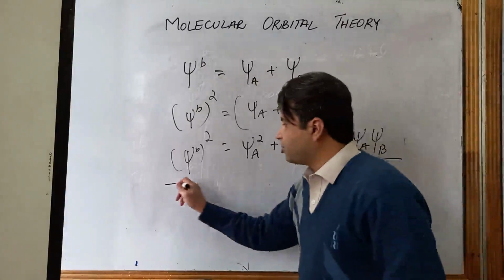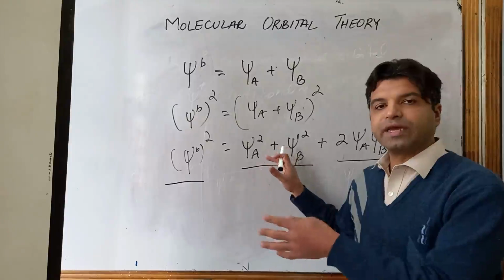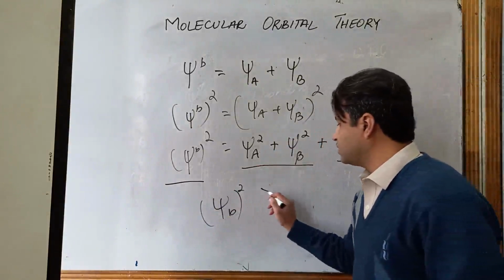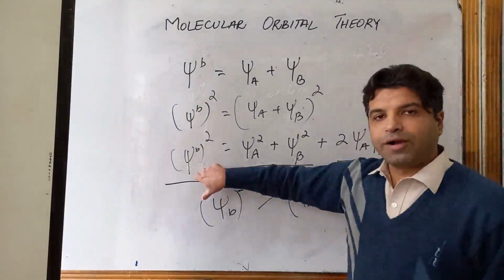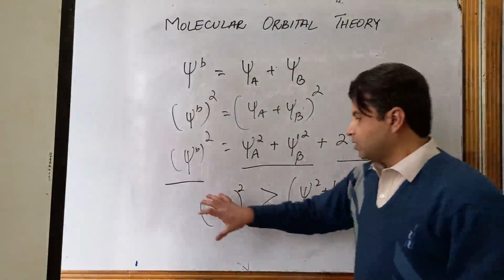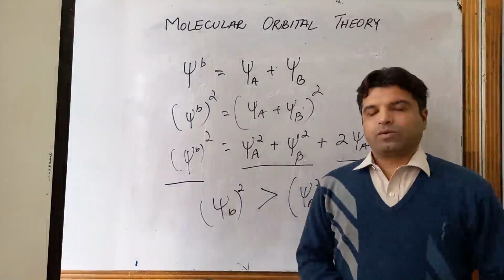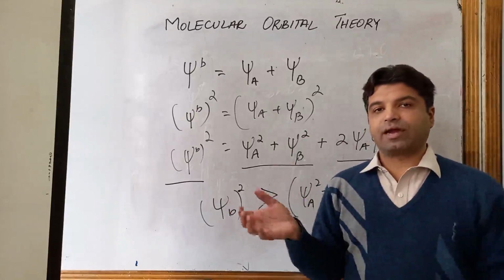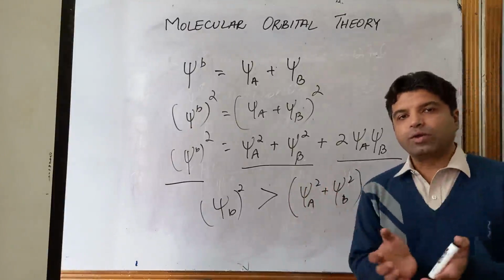Now if you compare the electron density on psi B, that is the bonding molecular orbital, and the electron densities on the separate atoms A and B, you can imagine from this equation that psi B square is greater than psi A square plus psi B square. This psi bonding square is greater than the sum of these two by this factor. And that means that the probability of finding an electron in this orbital is greater than the probability of finding electrons on the atoms. When we consider an electron in an atom, we say that it is revolving around one nucleus. So it's a monocentric electron. So in separate atoms A and B, we have these electrons revolving around nucleus A and nucleus B.